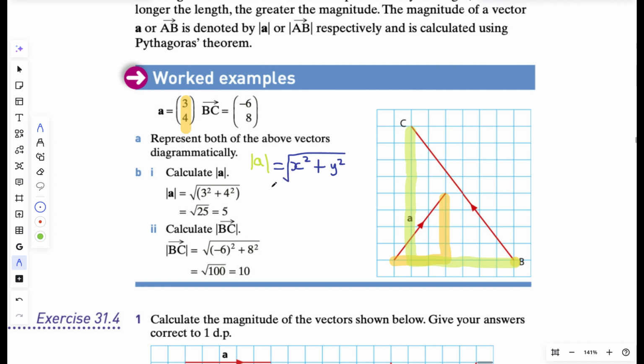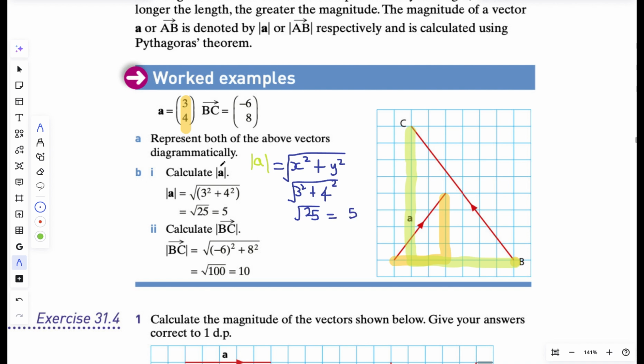What's x? x is 3. And y is what? 4. So for this question, you say 3 squared plus 4 squared, all square root, like you're doing Pythagoras' theorem, right? Remember, x squared plus y squared, then all square root. So 3 squared is 9, 4 squared is 16, 16 plus 9 we get 25. Then you find the square root of 25. Don't forget to find the square root. So you get 5. That's the magnitude of vector A.